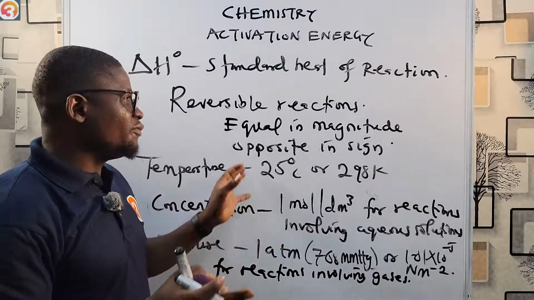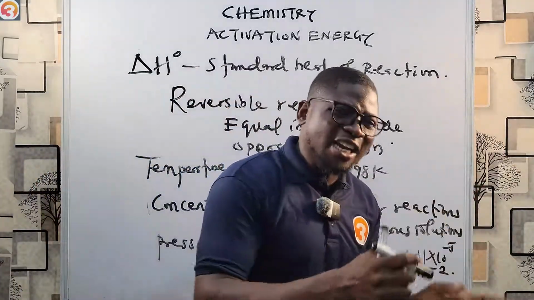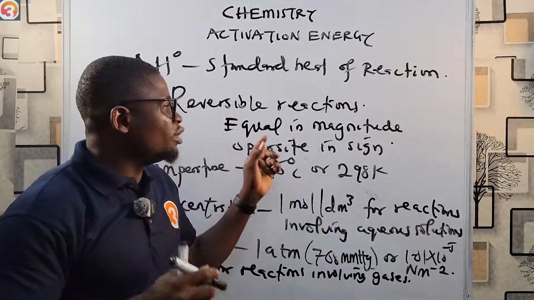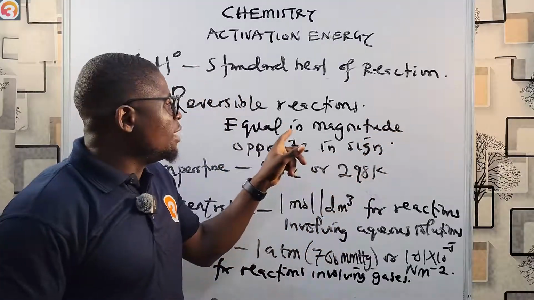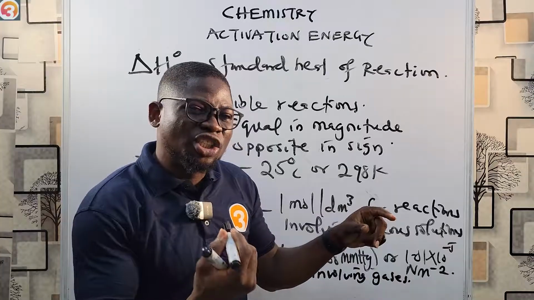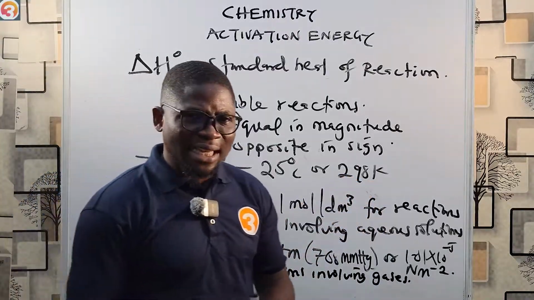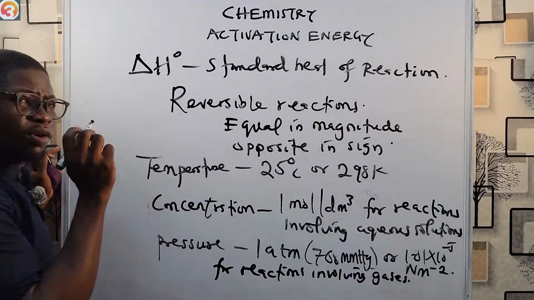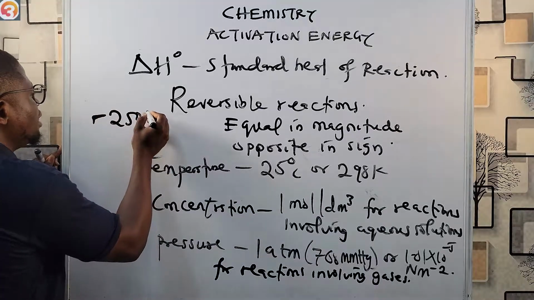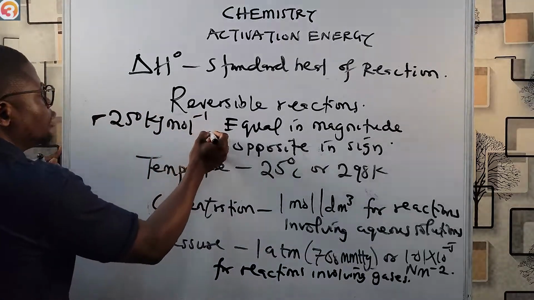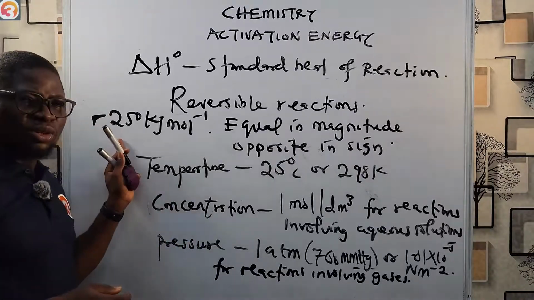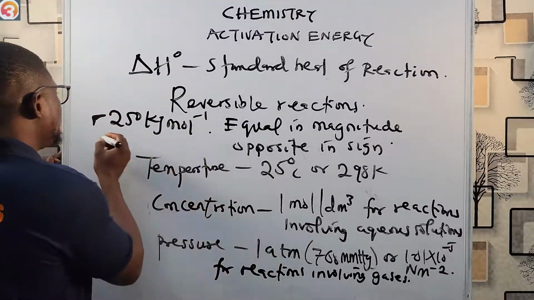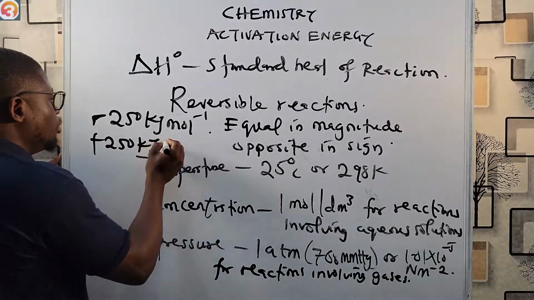Now let me go over that again. For a reversible reaction in which the forward and the backward reactions are occurring under the same condition, the energy change for the forward reaction is equal in magnitude but opposite in sign to the energy change for the backward reaction. What I mean is that if, for example, the energy change for the forward reaction is minus 250 kilojoule per mole, that means the energy change for the backward reaction will be plus 250 kilojoule per mole.